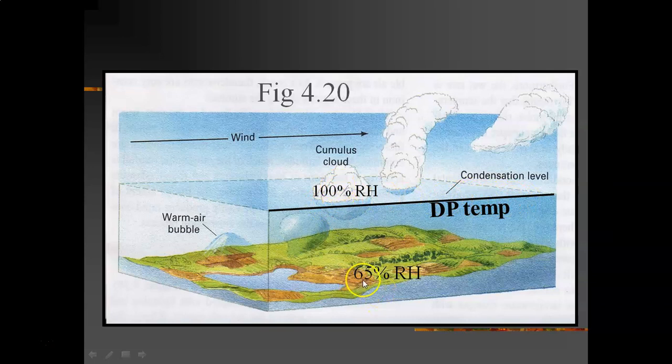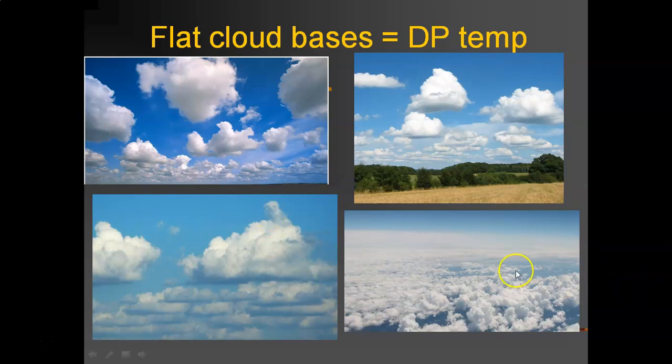So even though it's 65% or whatever the relative humidity is at the ground, if you're looking up at a cloud, what is the relative humidity up in that cloud? It's got to be 100%. Yeah, so it's typical to see clouds in the sky with kind of flat cloud bases, and that's representing the dew point temperature.